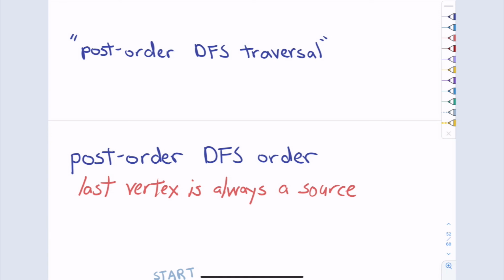This is our last real question. If I can always get a vertex in a source component, how can I use that to get a vertex in a sink component? Yeah. Reverse the graph. If I reverse the graph and compute the post-DFS order, the last vertex will be in a sink component.